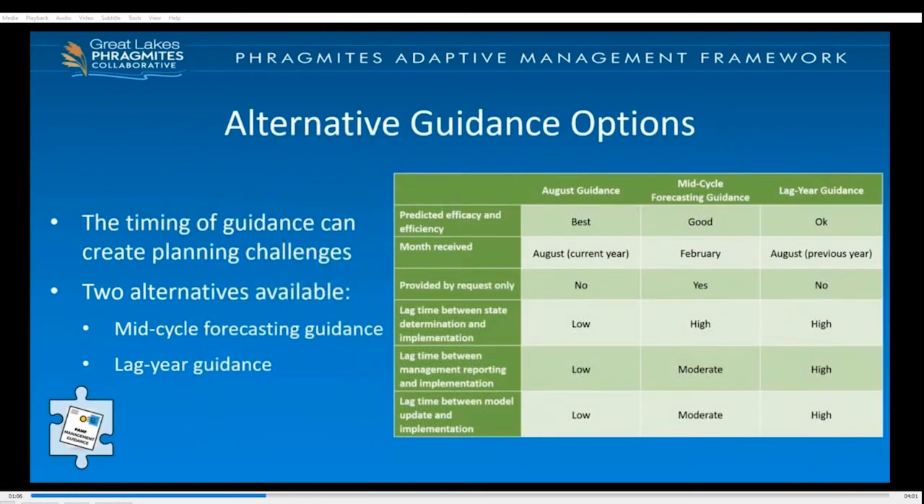The next best option is requesting mid-cycle forecasting guidance, which anticipates in February what August optimal guidance might be. While mid-cycle forecasting guidance has more uncertainty than August guidance regarding the effectiveness of management actions, it incorporates more information than the third option, lag year guidance. Lag year guidance is simply the previous cycle's guidance applied to the next cycle, and should only be considered if you require more than 6 months of planning to implement PAMF guidance. Participants needing to utilize mid-cycle forecasting guidance or lag year guidance will continue to receive the best predictive guidance in August.